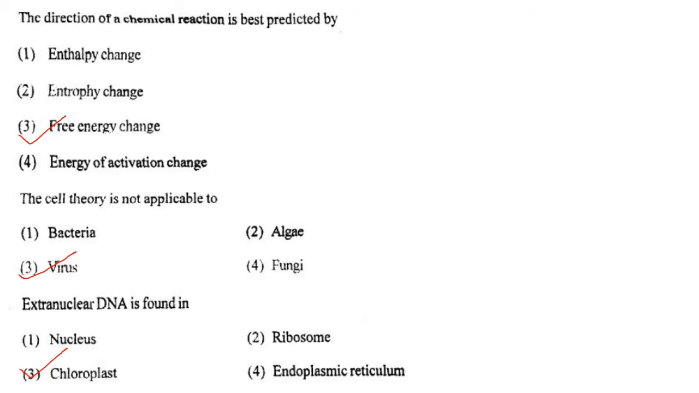The cell theory is not applicable to option 1 bacteria, 2 algae, 3 virus, 4 fungi. Answer is option 3 virus. Extranuclear DNA is found in option 1 nucleus, 2 ribosome, 3 chloroplast, 4 endoplasmic reticulum. Answer is 3 chloroplast.